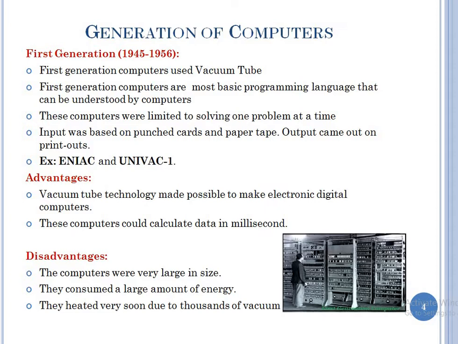Some of the popular first generation computers are ENIAC, Electronic Numerical Integrator and Computer, and UNIVAC I, Universal Automatic Computer. Let me see advantages of the first generation. Vacuum tube technology made it possible to make electronic digital computers. These computers could calculate data in milliseconds.